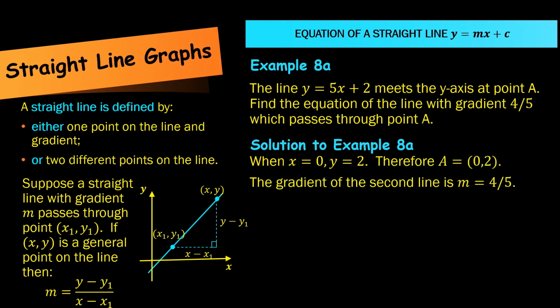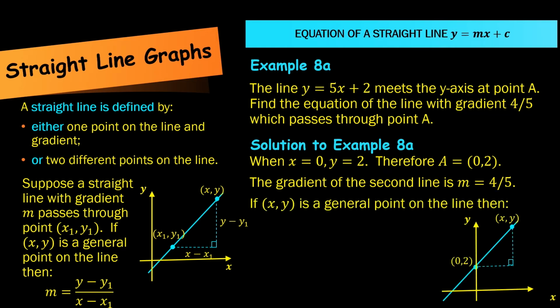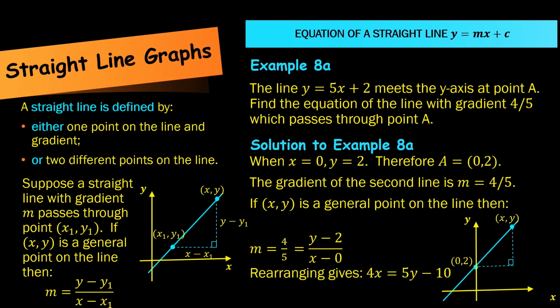The gradient of the second line is m equals 4/5. So if (x, y) is a general point on the line, then m equals 4/5, which equals y minus 2 over x minus 0. Rearranging gives 4x equals 5y minus 10.